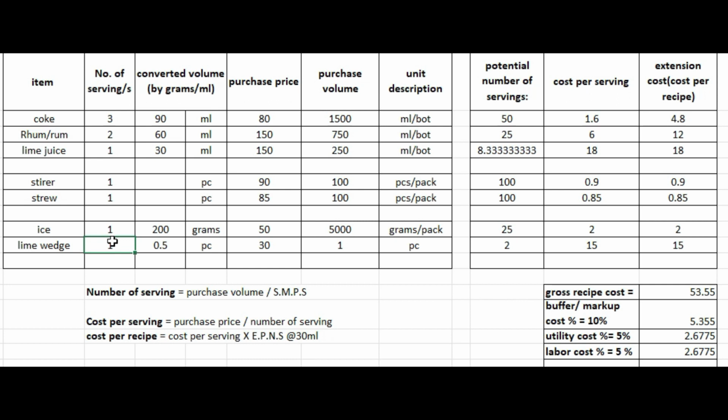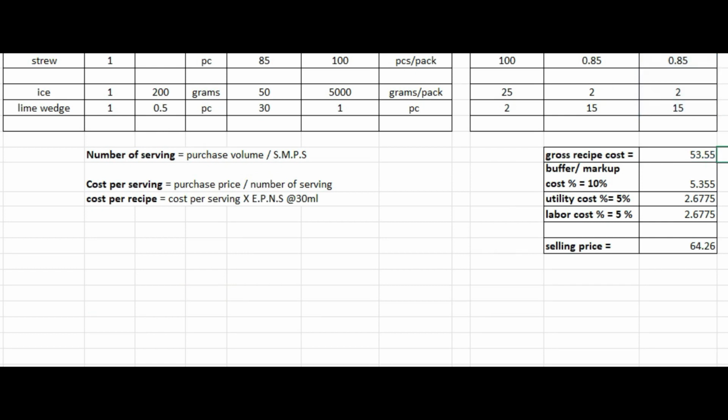So for our gross recipe cost, just simply total our extension cost. So therefore, a total of 53.55. So this will be the cost, or the gross recipe cost for this entire drink. So take note that this cost still doesn't have our profit or our markup cost and some other cost percentages.